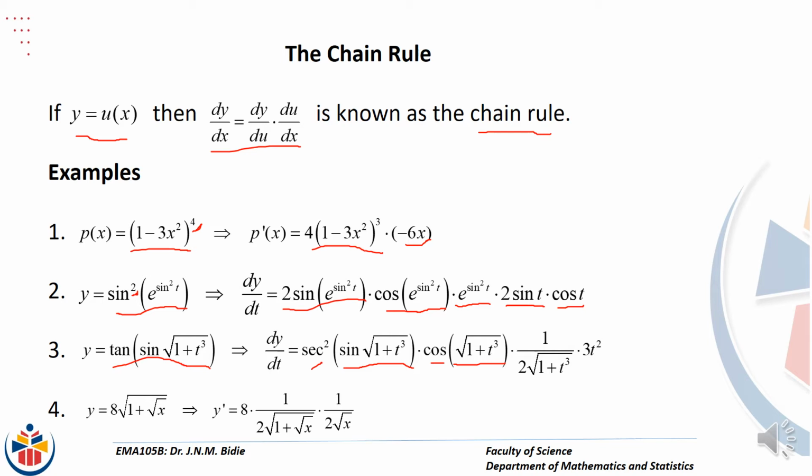I'm hoping we are together here. We go to number 4. Number 4, we've got 8 times the square root of 1 plus square root of x. So we'll have to start with the outer function first. The outer function is the bigger square root. So we've got that 8, which is the coefficient, multiplied by 1 over 2 square root of 1 plus square root of x, multiplied by the derivative of what's under the big square root. We know the derivative of 1 is 0, and the derivative of square root of x is 1 over 2 square root of x.